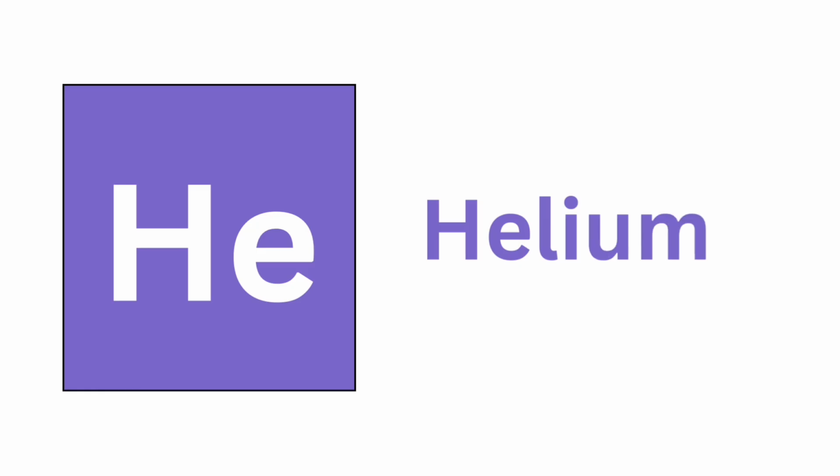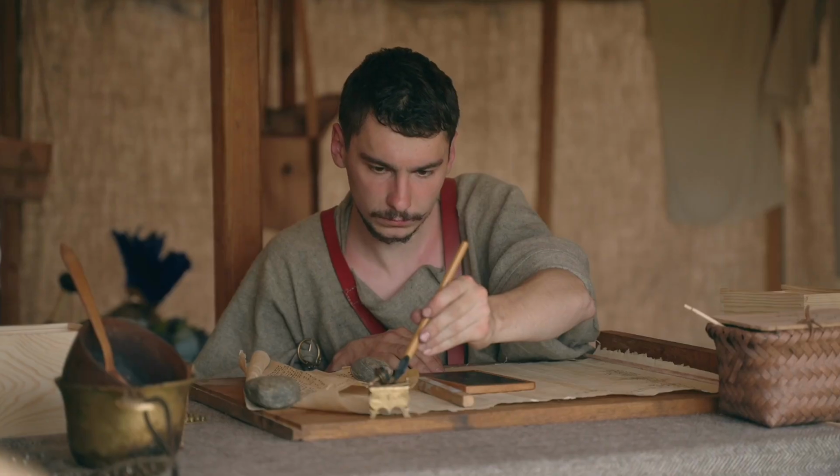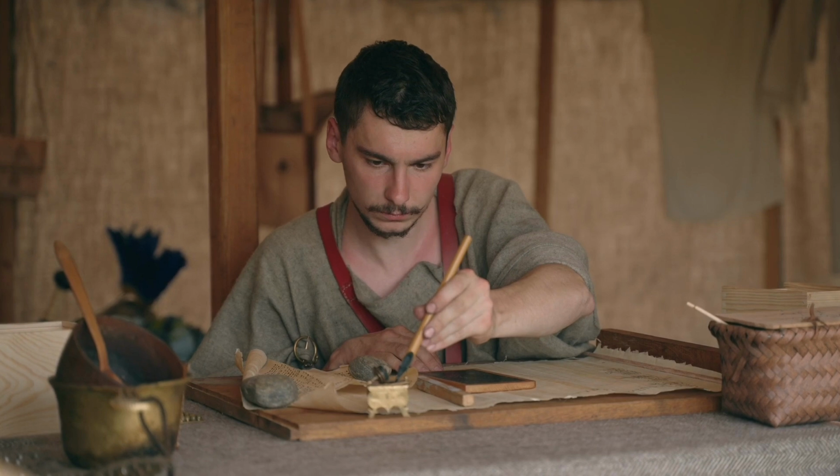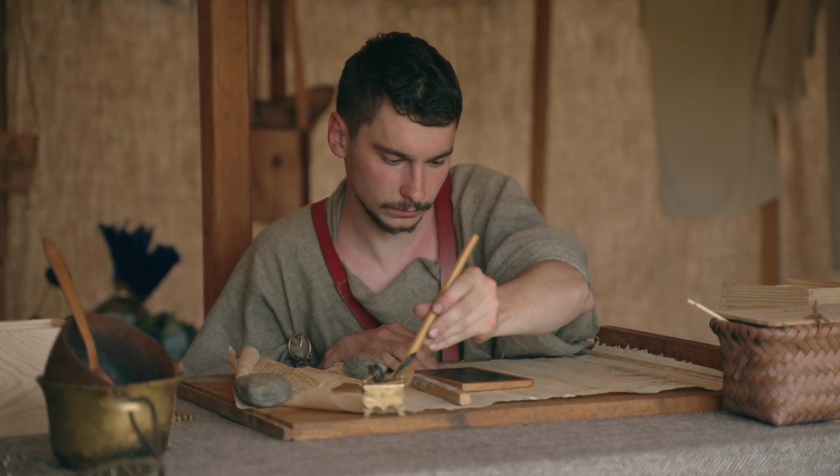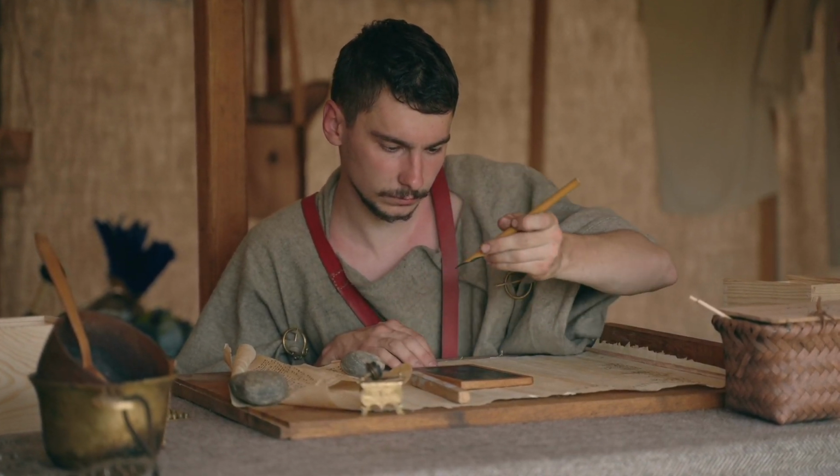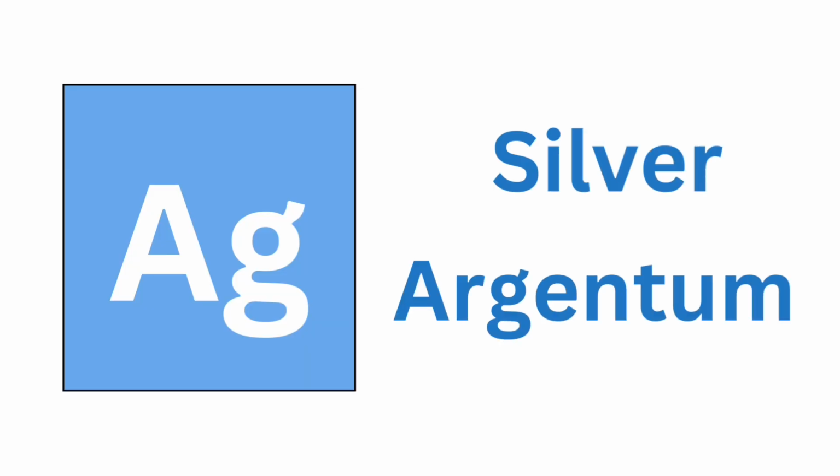Some elements have a symbol that's a capital letter followed by a lowercase letter, such as He for helium. We couldn't use H for helium because H means hydrogen. And some elements have a symbol that doesn't seem to relate to their name, such as silver, which has the element symbol Ag. This is because silver has been around for such a long time, so we use the name that the Romans used, the Latin name that they called silver. The Romans called silver argentum, and so silver has the symbol Ag.